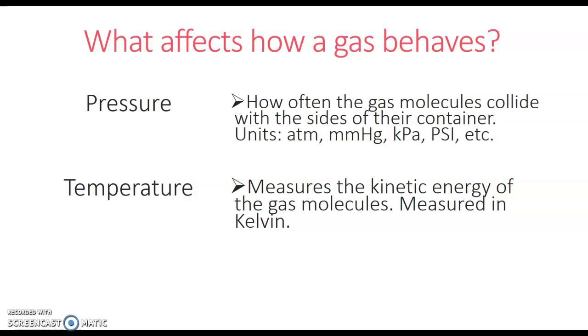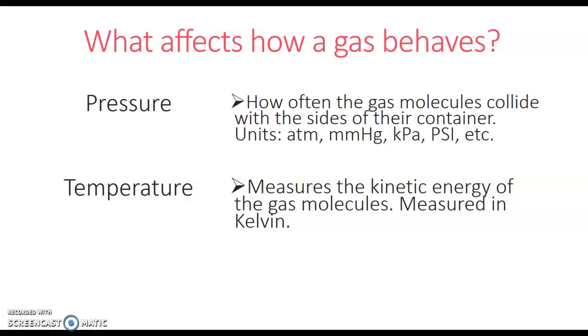Temperature is another thing that affects how a gas behaves. What temperature actually is, it measures the kinetic energy, which is how fast the particles are going. So a higher temperature means the particles are moving faster. Lower temperature, the particles are moving slower.